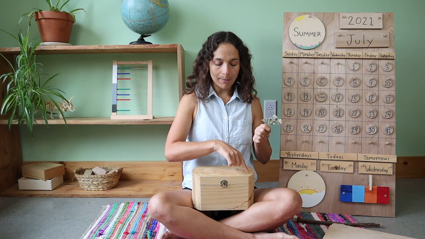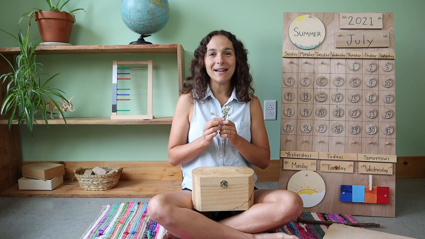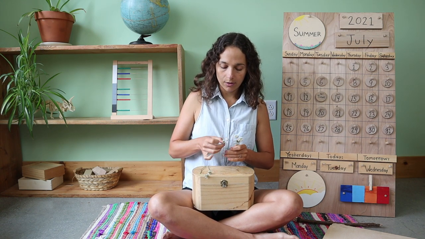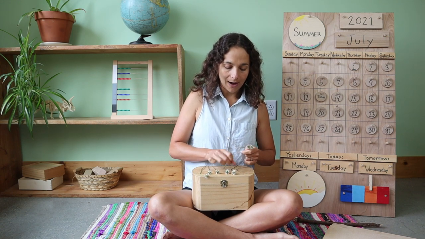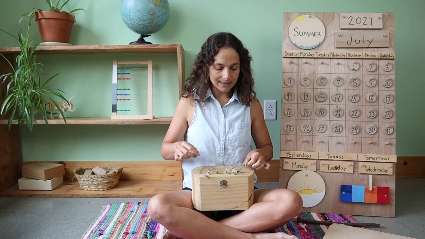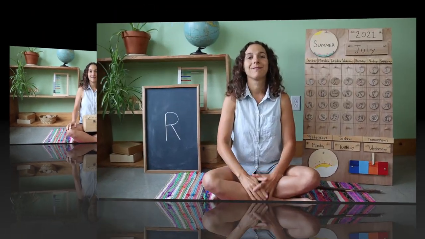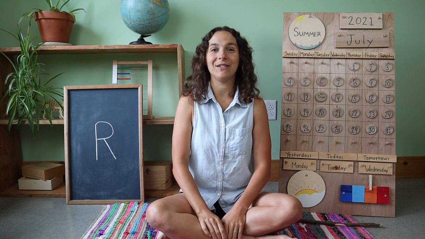I'm going to line them up across the top of the box so that we can count them together. Are you ready? 1, 2, 3, 4, 5, 6, 7. 7 flowers.